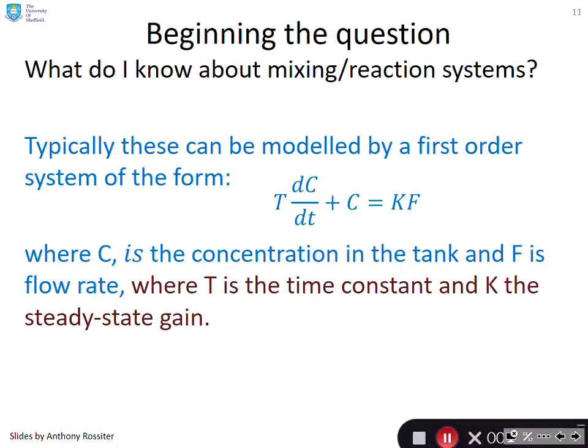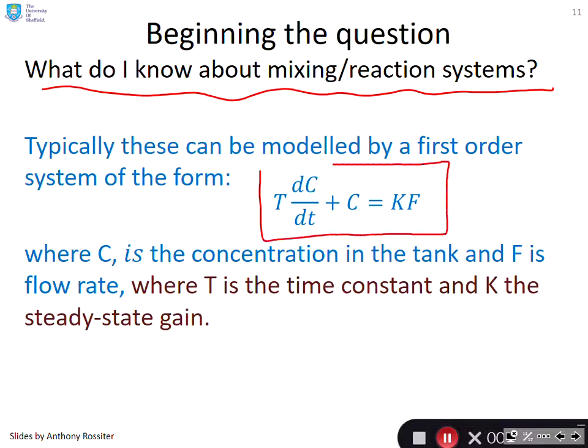So I'm beginning the question by saying, what do I know about mixing and reaction systems? Well, typically, these can be modelled by a first order model of this form: T dC/dt + C = Kf. Now, what you will notice is I've deliberately ignored the equation I was given in the question. I've said, forget about that. What do I know? I know time constant form. So let's start with time constant form.